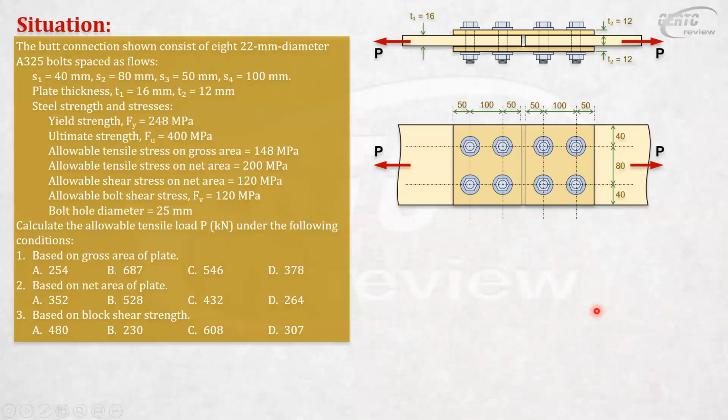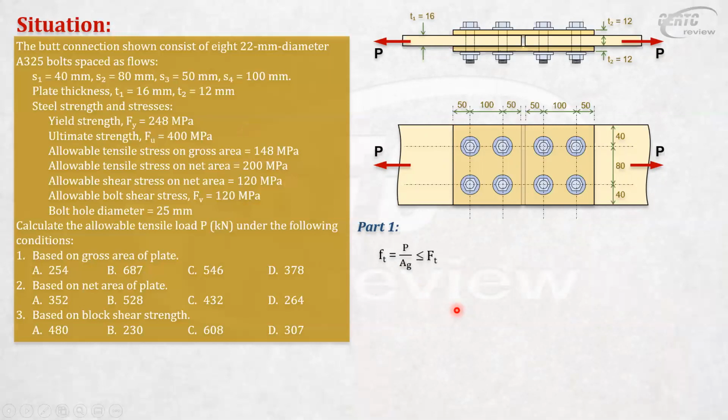So let's start with the first part. This is the easiest: based on gross area. The allowable stress on gross area is 148. Actually, that is 0.6 Fy, but she gave the value already, so we can use that directly. In part 1, we compute the tensile stress. The tensile stress is the force P divided by the gross area, and that must not exceed the allowable stress of 148 MPa. That's how you should solve this kind of problem.